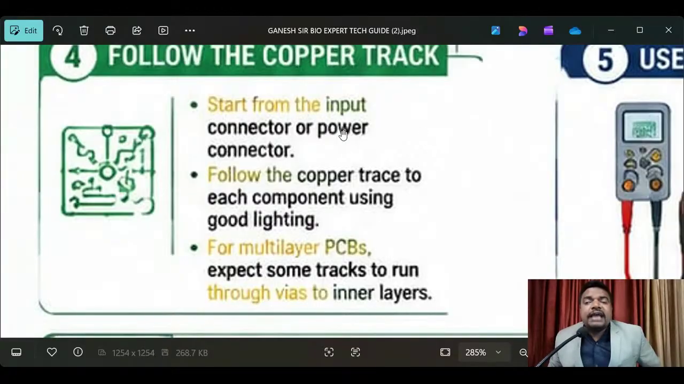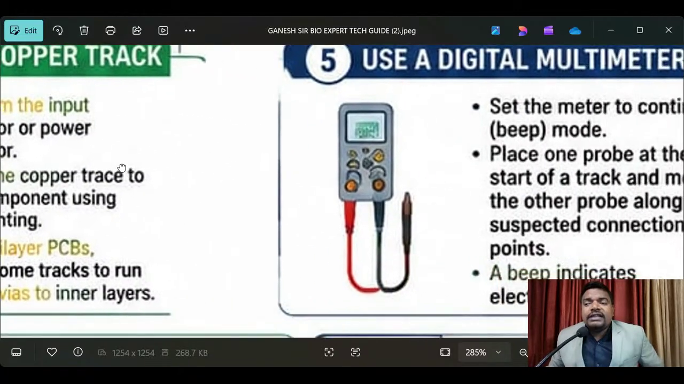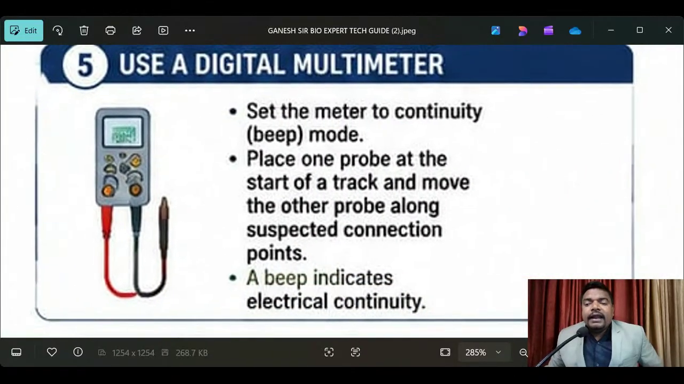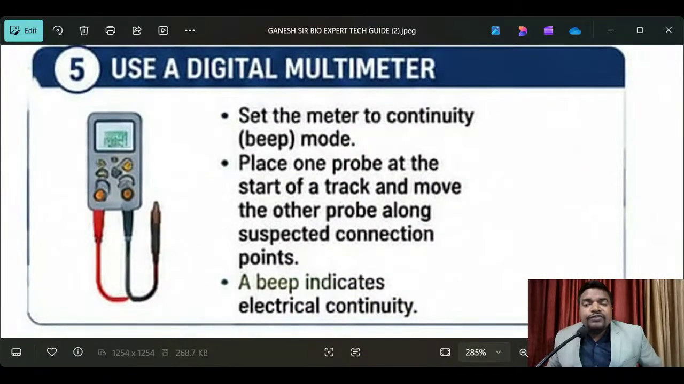Okay, these are the things happening. So follow the copper track. I hope you got it. First of all, let me show you all the things, then I will go deeply. Today there are 4 to 5 slides to give you an explanation in this presentation. Use a digital multimeter, because we have the PCB tracing procedure purpose.